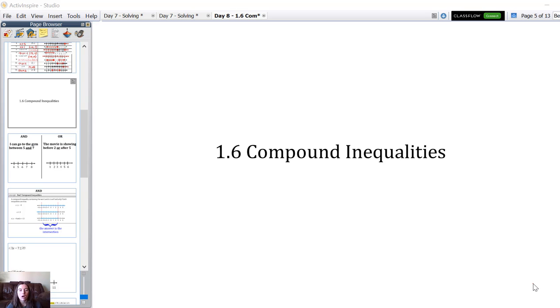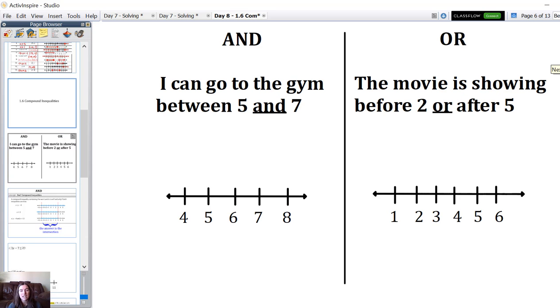Now we're going to talk about compound inequalities. There are two types of compound inequalities that we are going to focus on, and those are "and" and "or". An "and" inequality might be something like, I can go to the gym between 5 and 7.